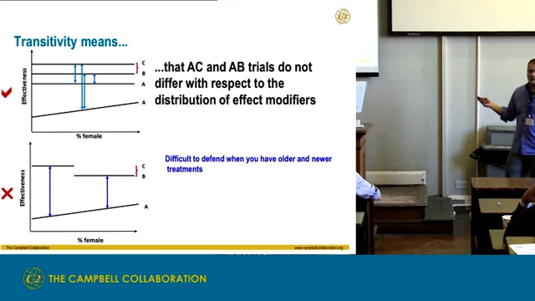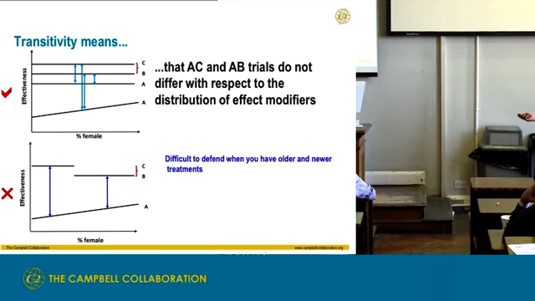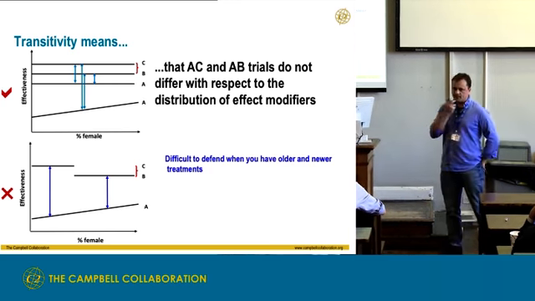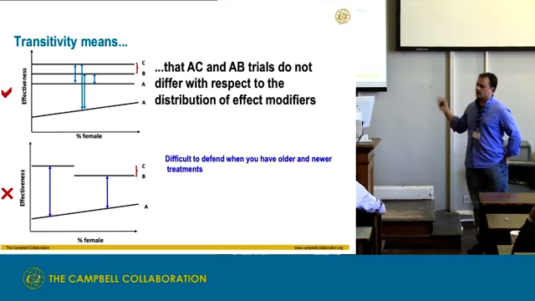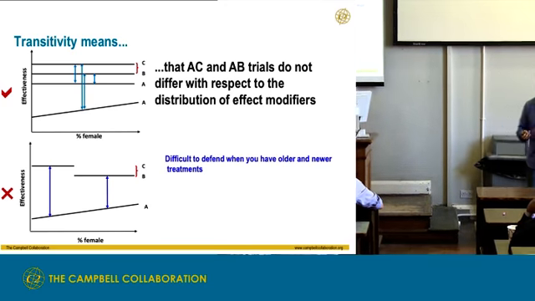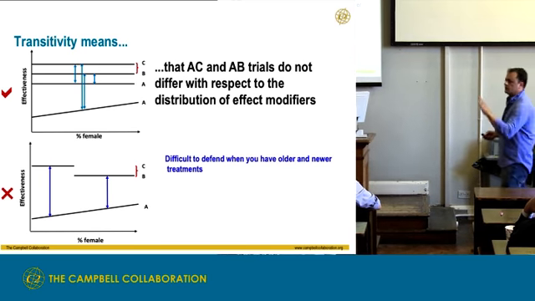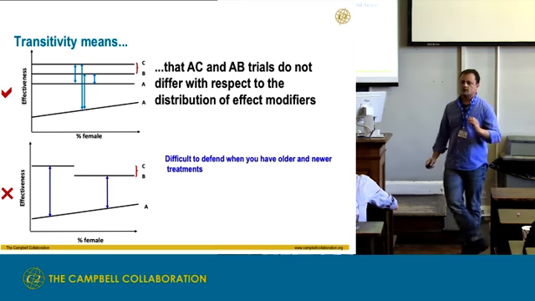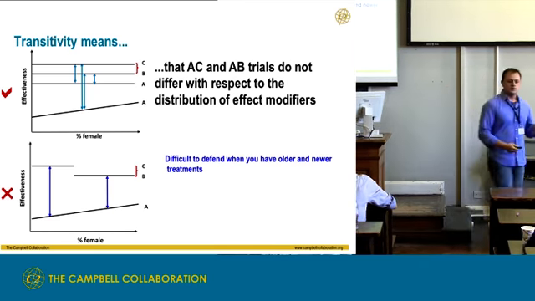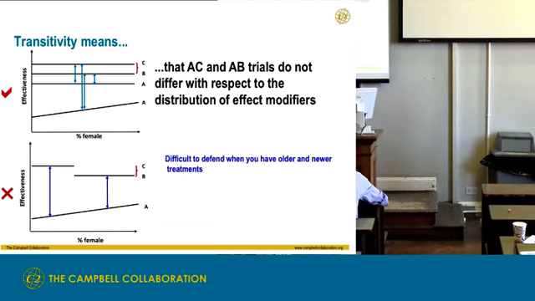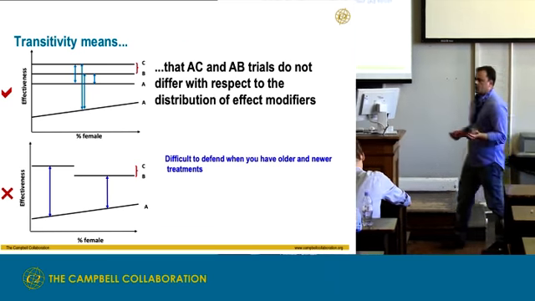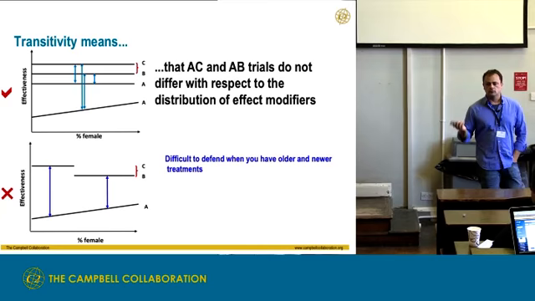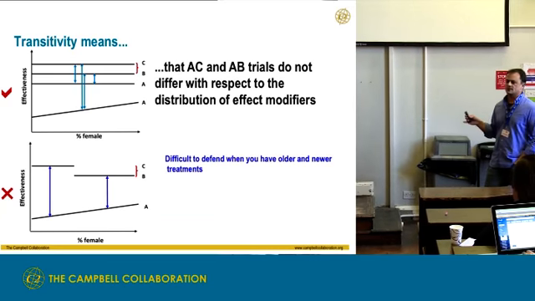So I would get the same difference, but it's not real, actually. And usually it's difficult to defend transitivity, the main assumption, when we have older and newer treatments. Because if B is an old treatment, and it's included in studies conducted 20 years ago, the studies are probably of poor methodological quality. They show exaggerated results. And I compare them to AC studies that are new, and they don't show such exaggerated results.